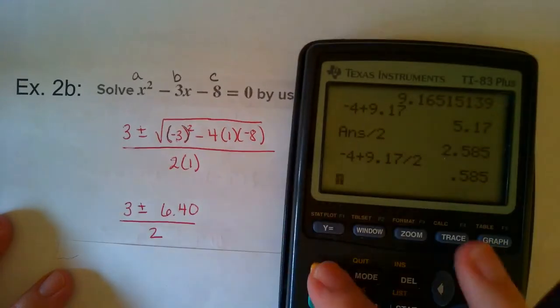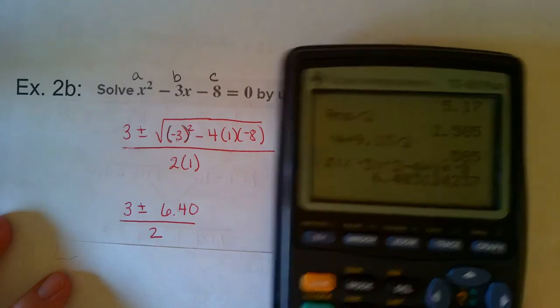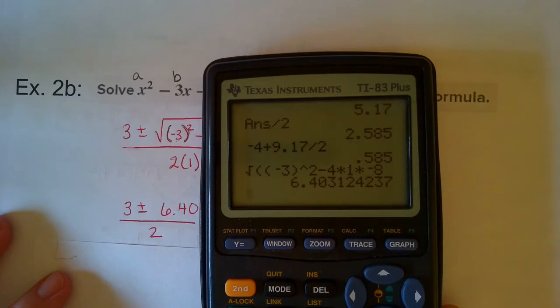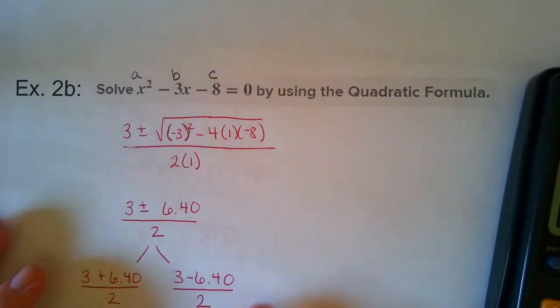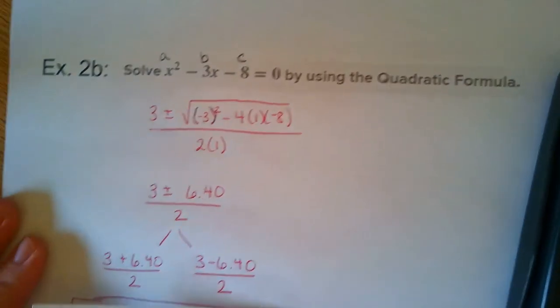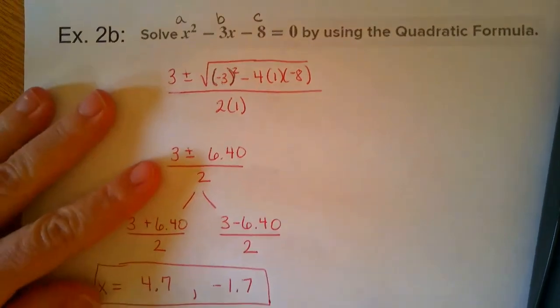So I can show you what that looks like here. Negative 3 squared minus 4 times 1 times negative 8. So that's where I'm getting that 6.40. Okay. Then remember you've got 2 problems from that. So you're going to add on the top, subtract on the other, and then these would be your 2 values that you would come up with.